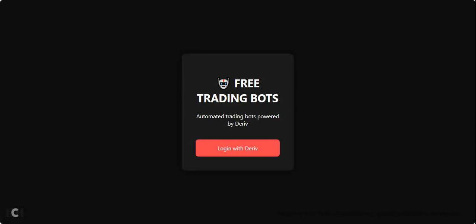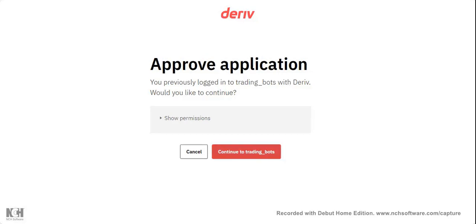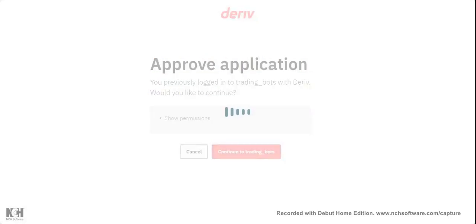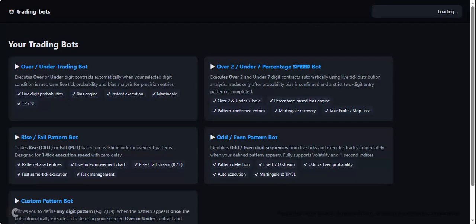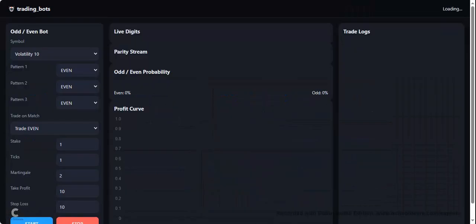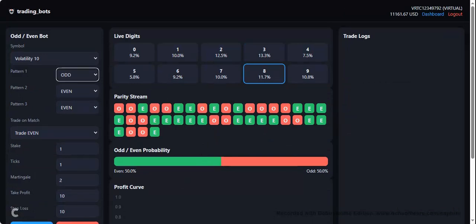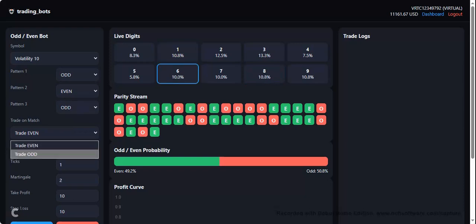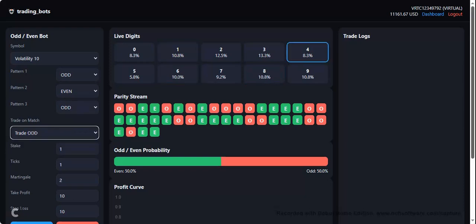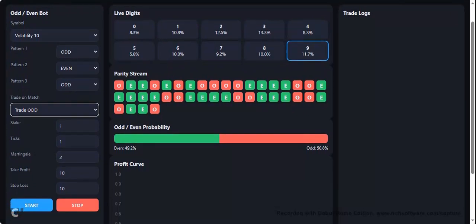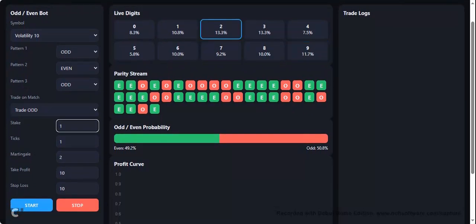This video presents a deep walkthrough of the Odd and Even Pattern Bot, an automated trading system designed to transform live tick data into a structured, rule-driven decision engine. Instead of relying on guesswork or emotional trading, the system converts every incoming tick into a readable pattern stream that can be analyzed, tracked, and executed automatically.